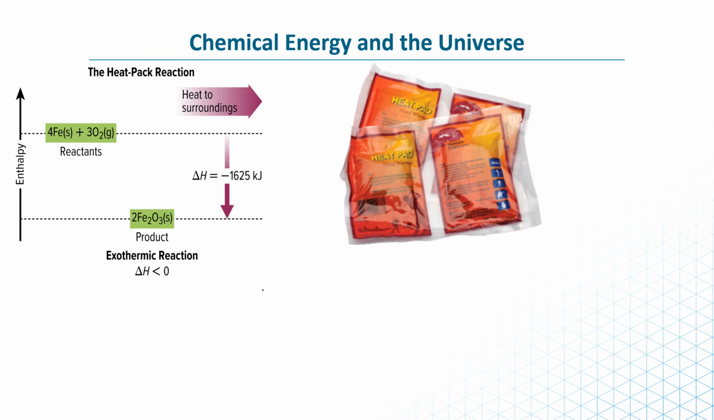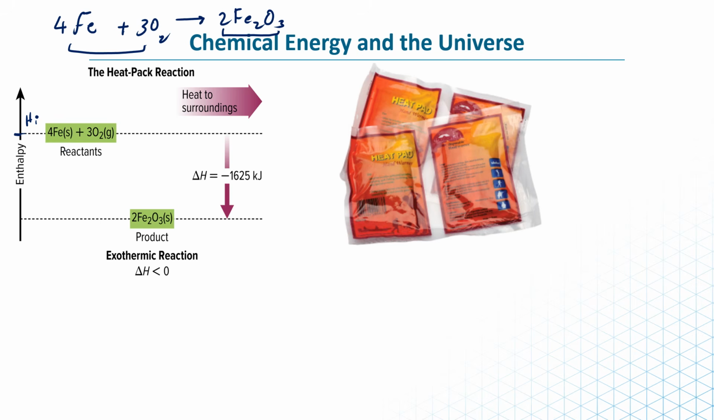So as you can see here, this is the heat pack reaction. Inside of the heat pad there is a chemical reaction happening. This is the chemical reaction. These are the reactants, and this is the product. So you have iron and oxygen, they will produce iron oxide. Now notice here, this is the HI.